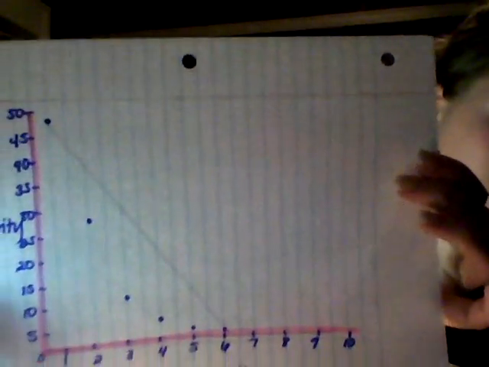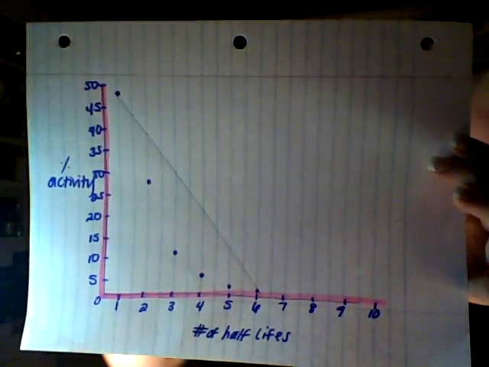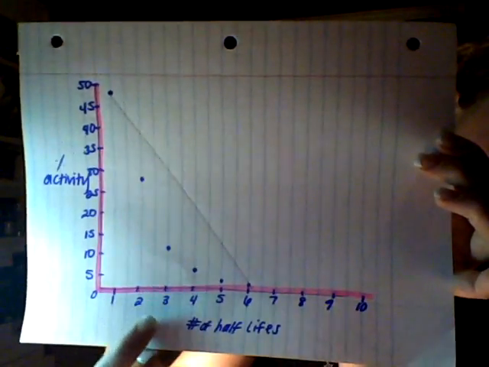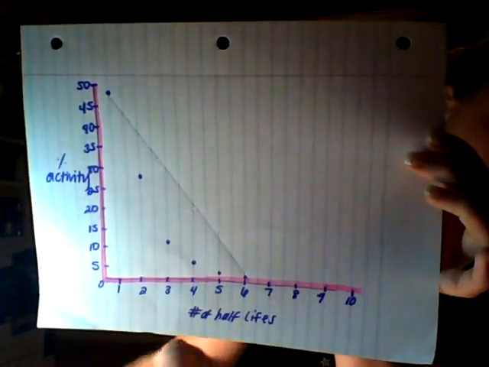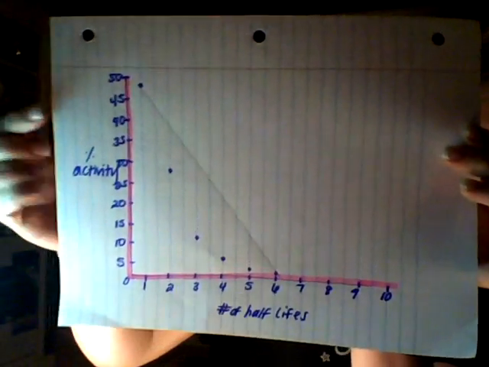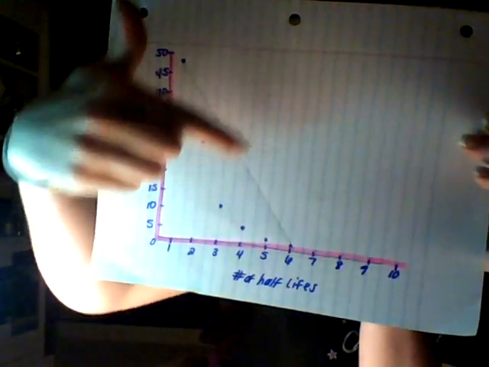So here is my graph, and as you can see, you have the percent activity on this side and the number of half-lives down here. So we can see that as the half-lives decreased, the percent activity also decreased, and although the points went down in a curved shape, the line of best fit goes straight.